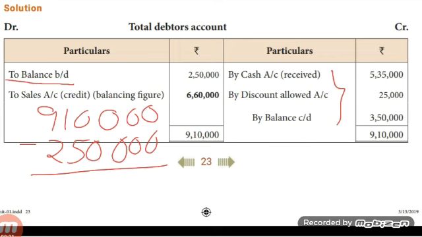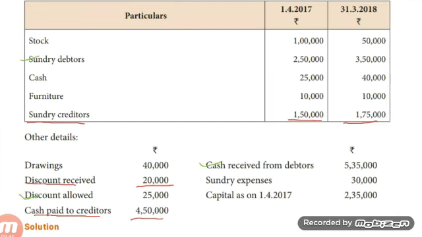Okay. Then next step. What is the next step? Preparation of total creditors account. See the question. Children, sundry debtors we already took. Take only the items which affect sundry creditors account. Total creditors account. What are the items? Sundry creditors, opening and closing. Then discount received from sundry creditors. Next, cash paid to sundry creditors. Okay, these are the items which affect total creditors account. Shall we do that account?